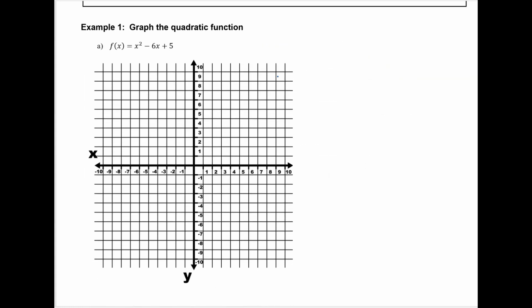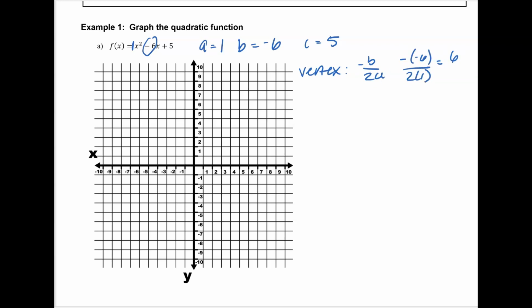So I'm going to go ahead and do that. We have this function here, and our a value is 1, our b value is negative 6, and our c value is 5. So I'm going to find the vertex by doing negative b over 2a, so negative negative 6 over 2 times 1, or 6 over 2, and I get 3. And then I'm going to plug that in. So I'm going to do 3 squared minus 6 times 3 plus 5. And when I do that, I get negative 4. And so the vertex at this point is (3, negative 4).